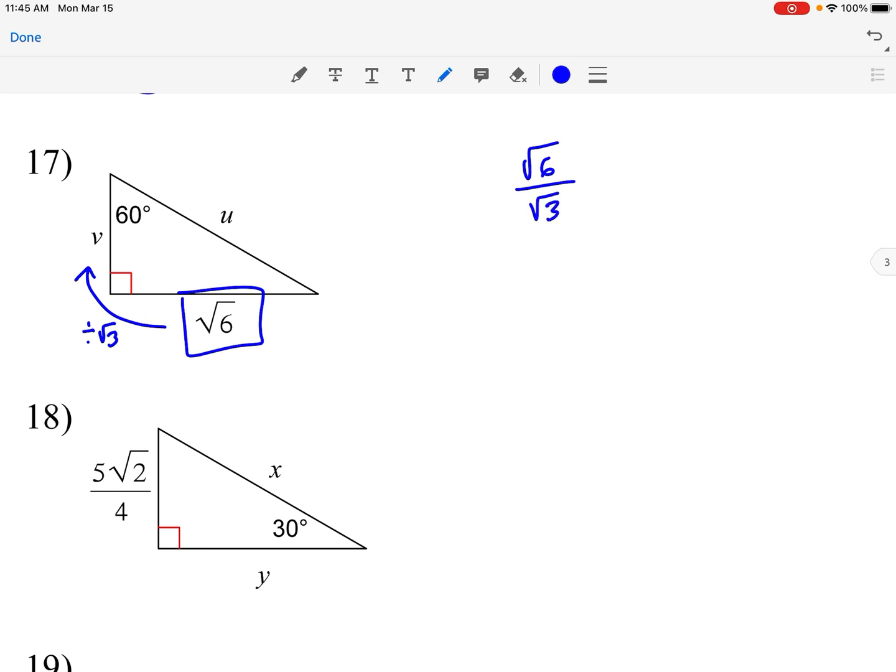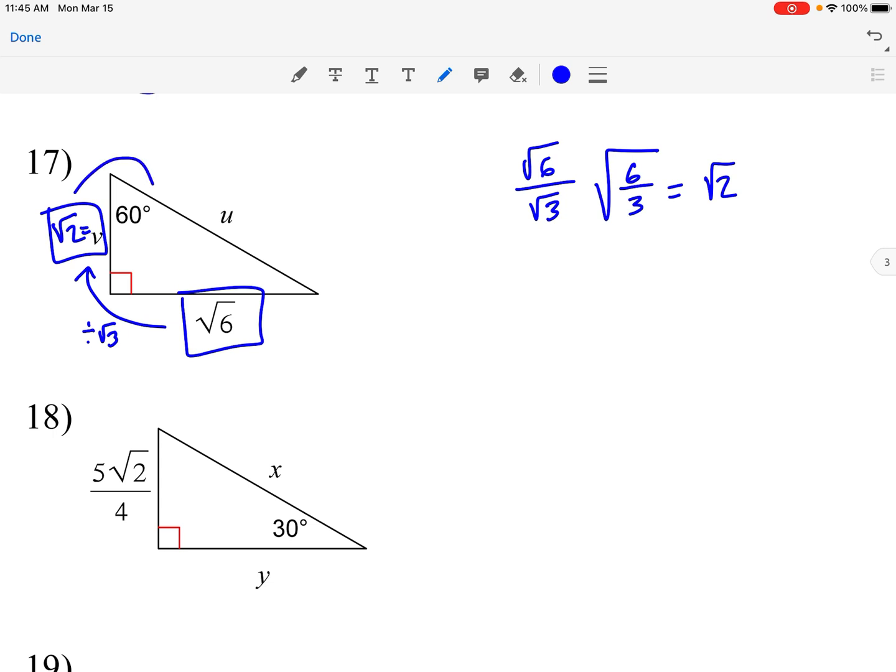Actually, since they're both underneath the square root, we can divide the 6 by 3. I can put it underneath the same square root. So 6 divided by 3 is 2. That's our simplified version. There we go. Square root of 2 equals my short leg.